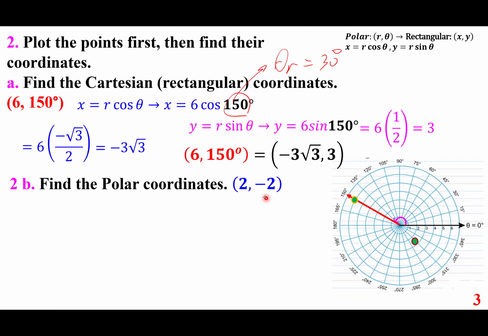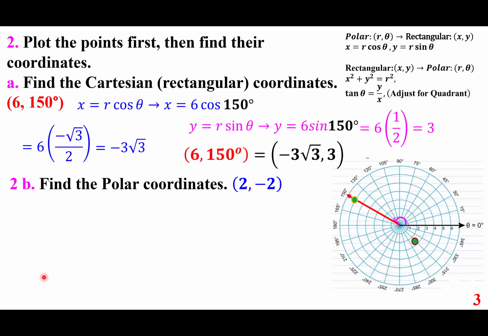And let me erase my work. The relationship between the two is such that x squared plus y squared is r squared, and tan theta is y over x, and adjust for quadrant as always. Therefore, we're going to start with x squared plus y squared, and that is 2 squared plus negative 2 quantity squared. This is 4, becomes 8. And r is square root of 8.